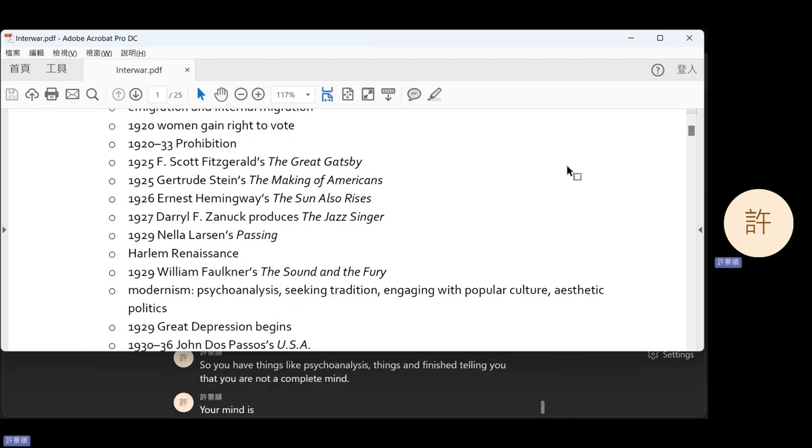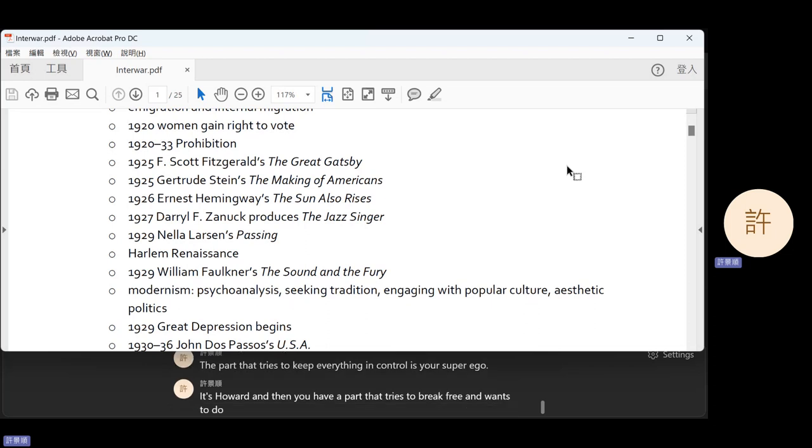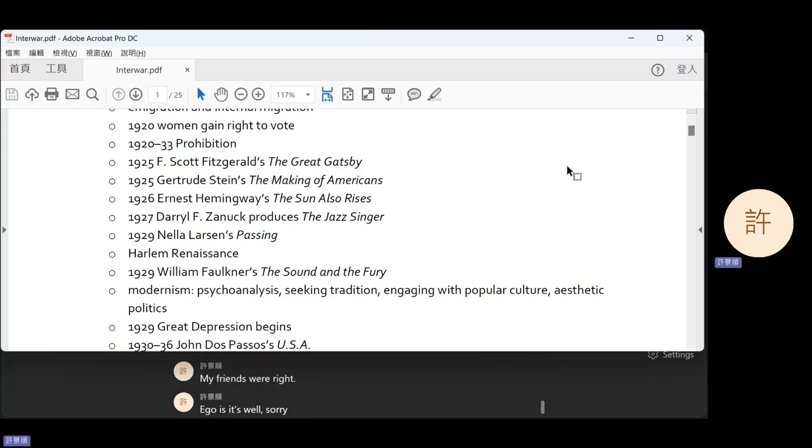Your mind is separated into three different parts. The part you think you know is called the ego, 本我. The part that tries to keep everything in control is your superego, 超我. And then you have a part that tries to break free and wants to do whatever it wants to do. 翻错了, right? Ego is 自我, sorry. The part that wants to break free and fulfill its desires, the id, 本我, right? So it's a three-level structure, 本我, 自我, 超我, id, ego, superego. And the ego, 自我, is nothing but the struggle between the id and the superego.